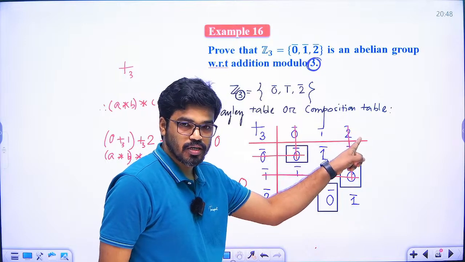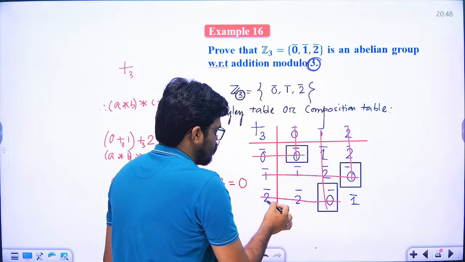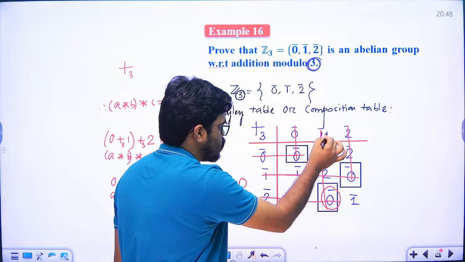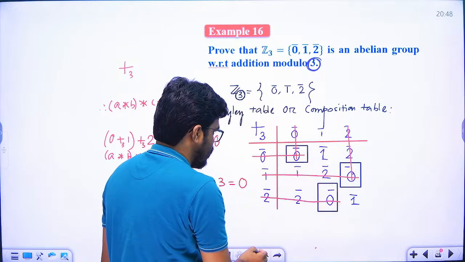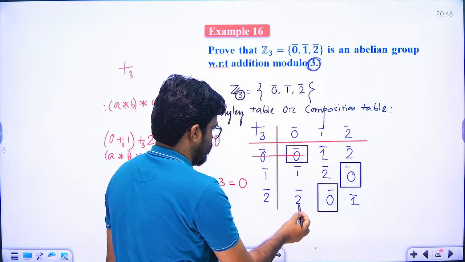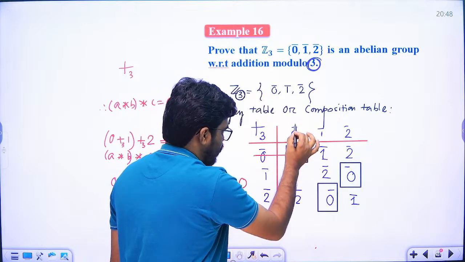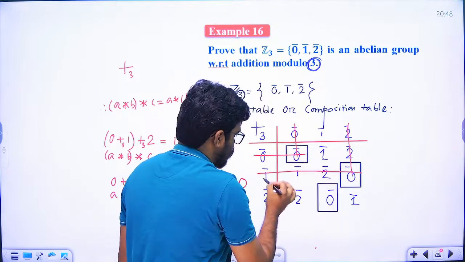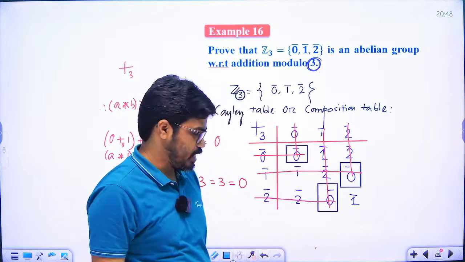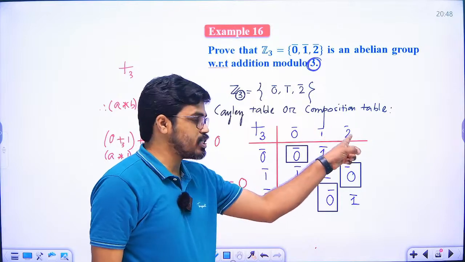So the inverse of 1 will be 2, right? The inverse of 1 is 2. Next, 0 is the identity element, the inverse of 2 is 1, right? Mark the identity: inverse of 2 is 1, inverse of 1 is 2. Clear? I repeat: 0 is the identity, inverse of 0 is 0, 0 is the identity element, inverse of 1 is 2, inverse of 2 is 1. Inverse of 0 is 0, inverse of 1 is 2, inverse of 2 is 1.